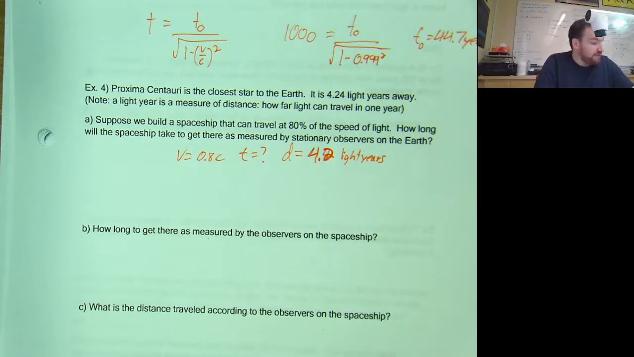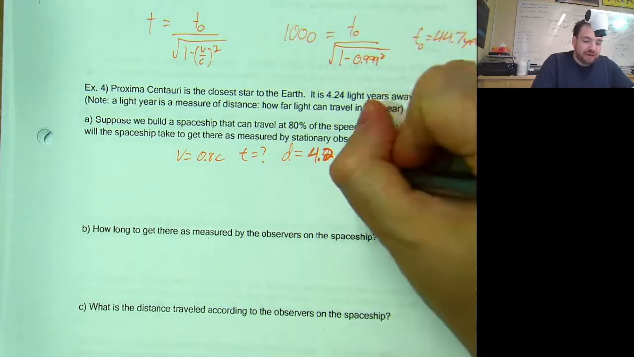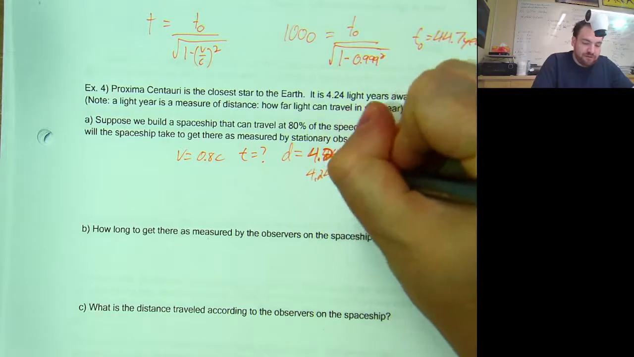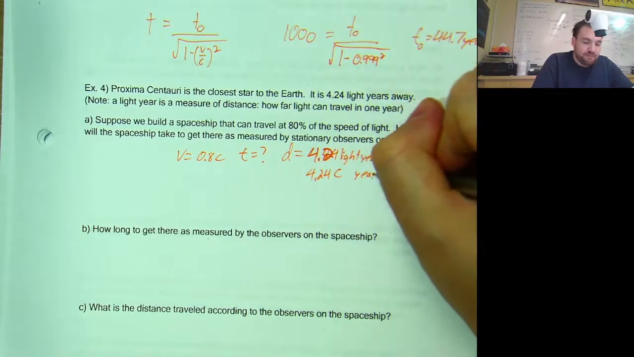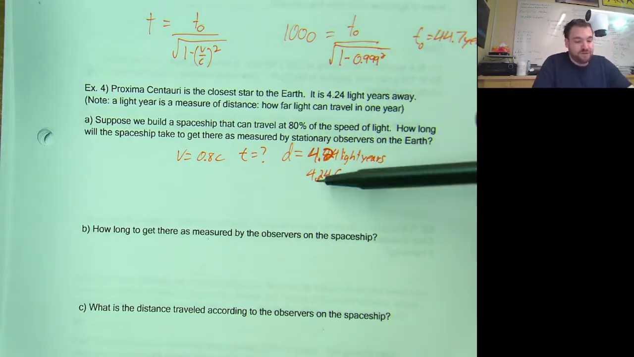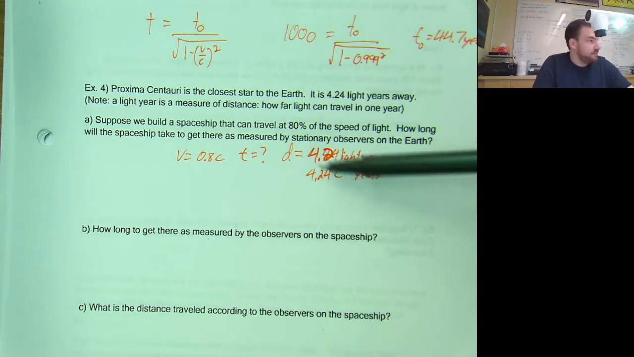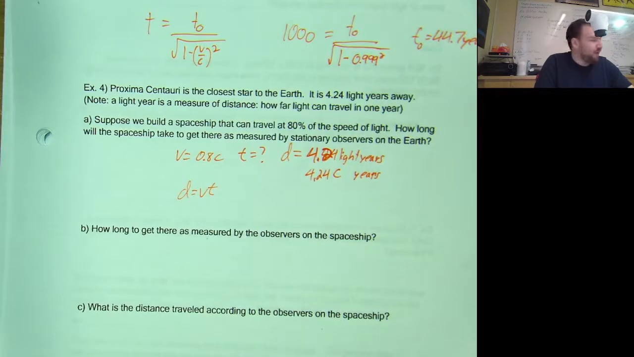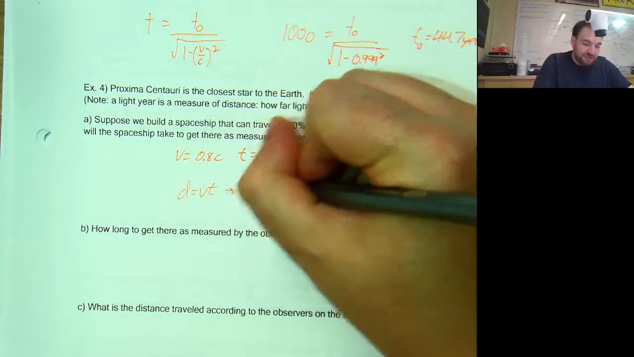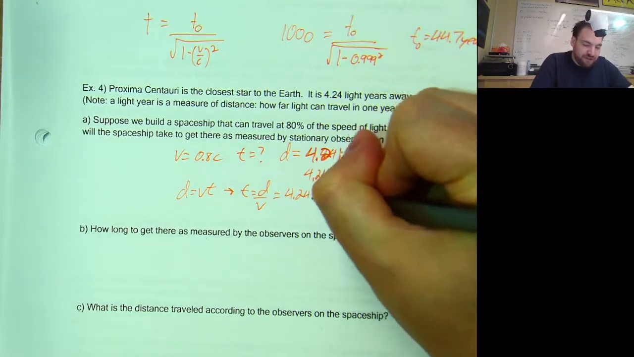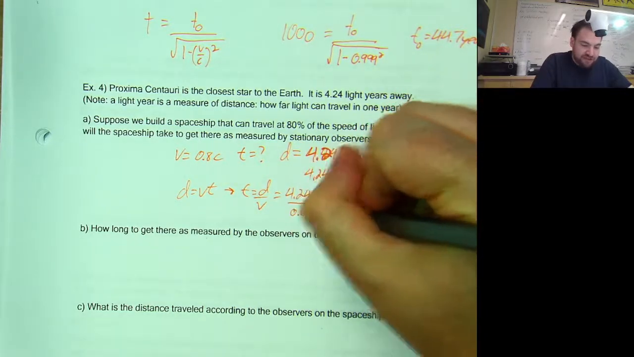So this is just going to become a D equals VT question. Light years we can write as 4.24 c years, because it's 4.24 years times the speed of light. That's the distance. So we can use D equals VT, but I don't want D, I want T. So we're going to use T equals D over V. D is 4.24 c divided by 0.8 c.